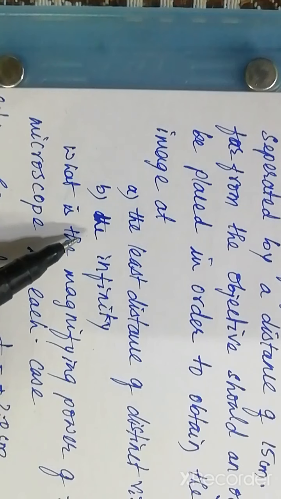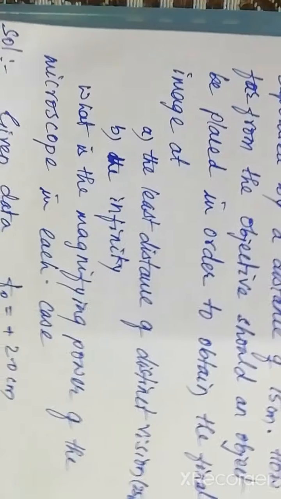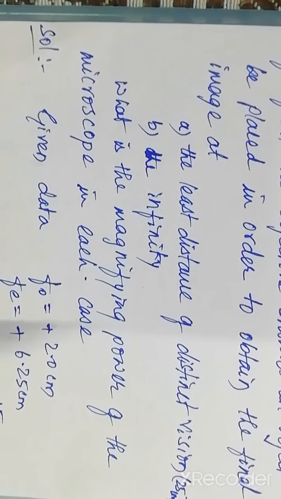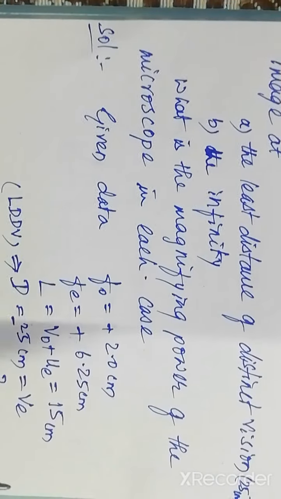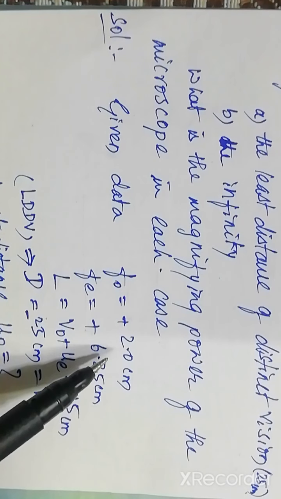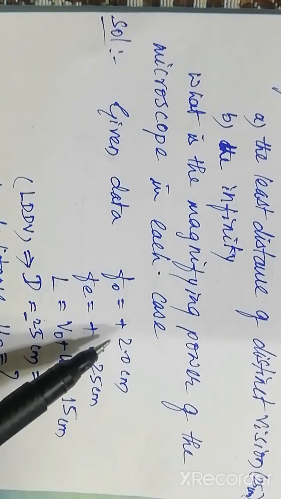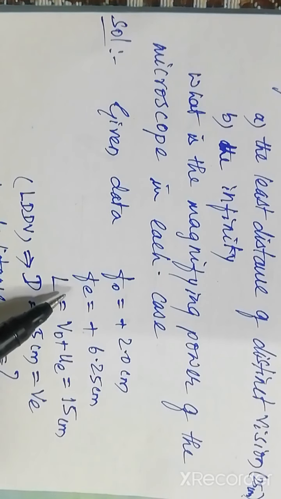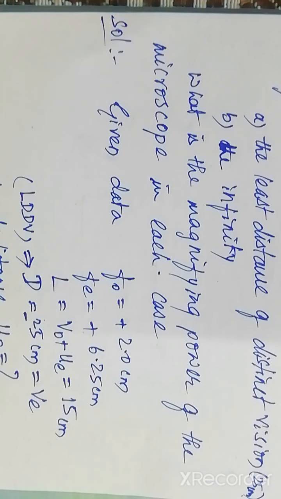B, the image formed at infinity. What is the magnifying power? What is the magnifying power of the microscope in each case? So here given data is focal length of the objective lens, being a convex lens according to sign convention, plus 2 centimeter. Focal length of the eye lens is plus 6.25 centimeter.